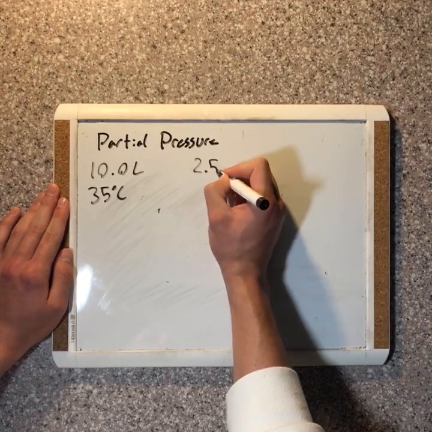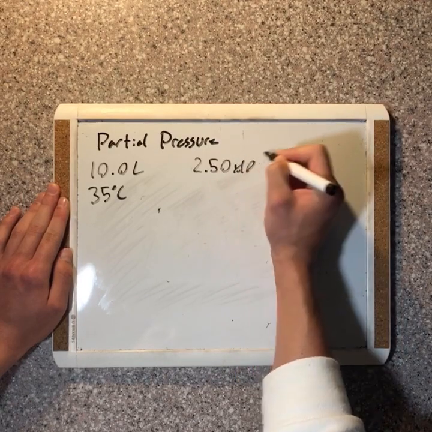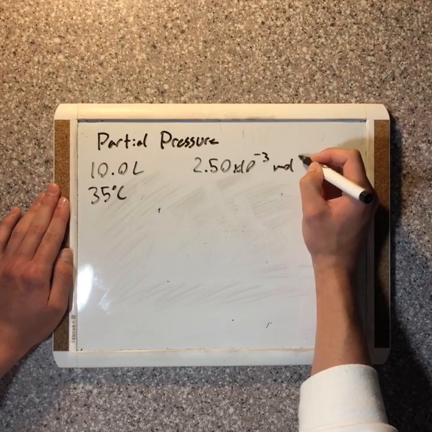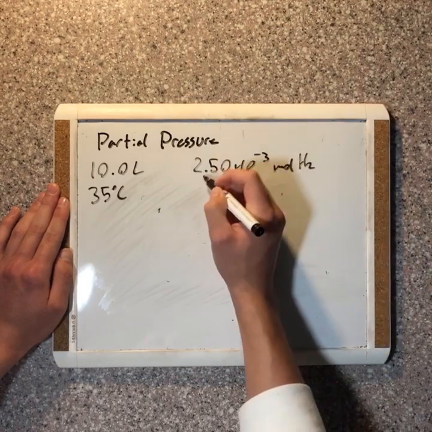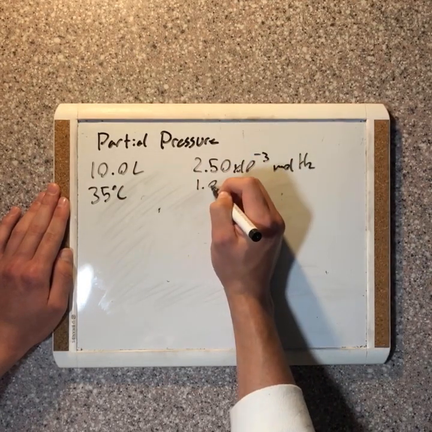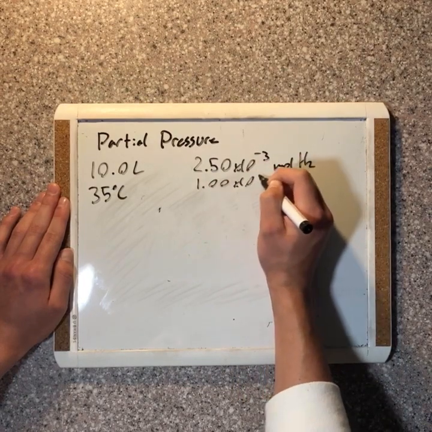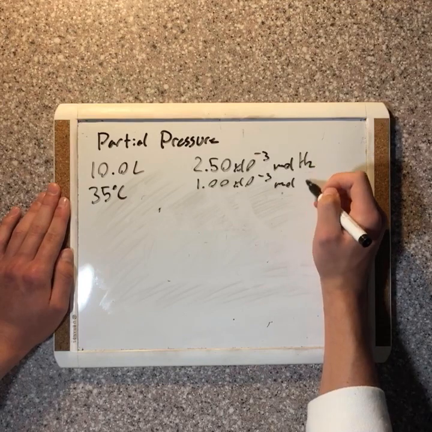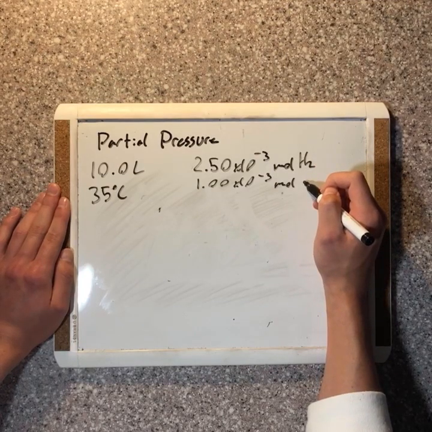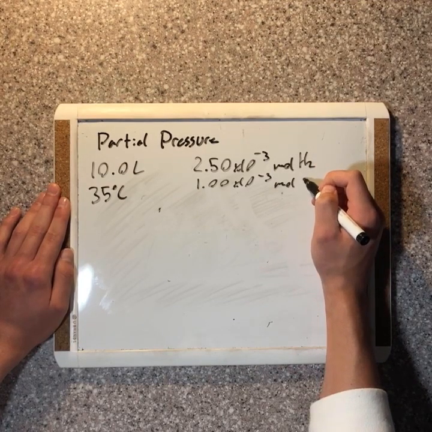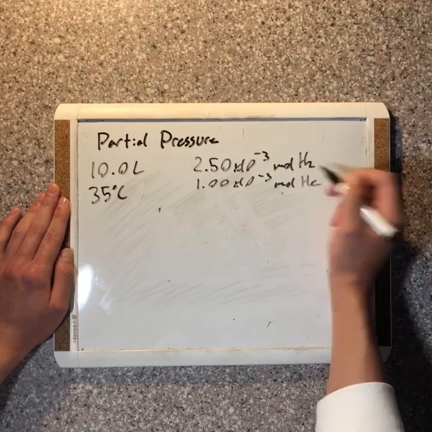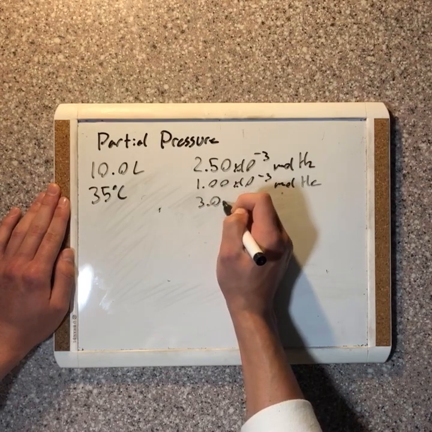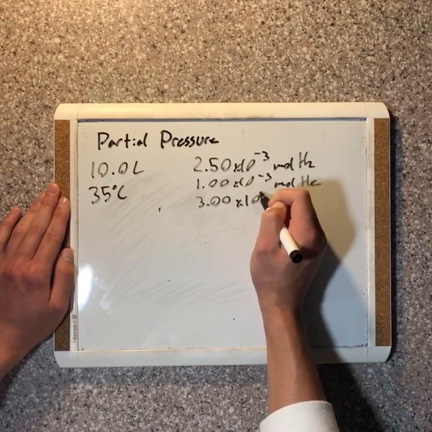So 2.50 times 10 to the negative 3 moles of hydrogen. We have 1.00 times 10 to the negative 3 moles of, what is that? Oh, that's helium. Sorry, the first one is hydrogen. And then lastly, 3 times 10 to the negative 4.